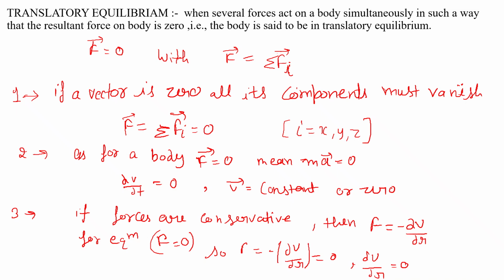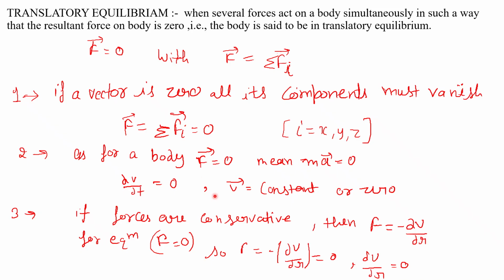Some important points are: first, if a vector is zero, all its components must vanish. That is, in equilibrium, F vector is equal to the summation of Fi vector is equal to zero. Then summation of Fx is equal to zero, summation of Fy is equal to zero, summation of Fz is equal to zero. So in equilibrium, forces along the x-axis must balance each other, and the same is true for other directions.